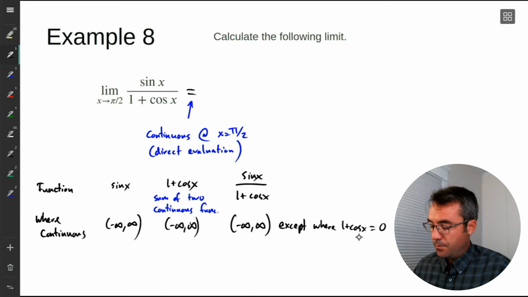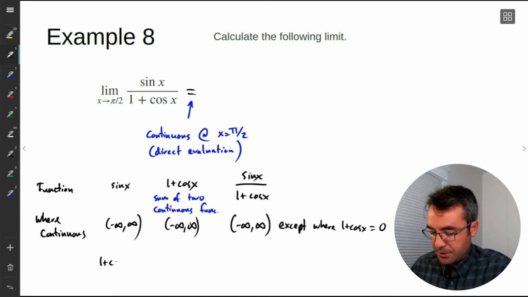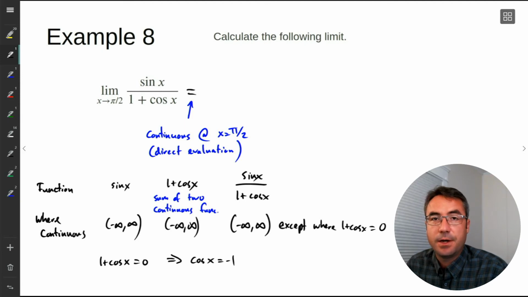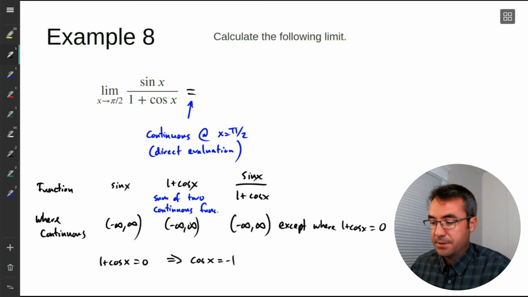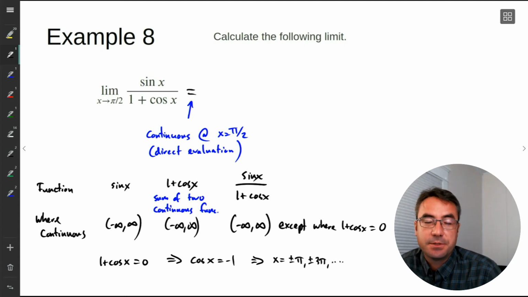So it's helpful to figure out where this happens. So 1 plus cosine x, where does this equal 0? Well, if we solve for the trig part, we get cosine x is equal to -1. And we should know where this happens. This happens at x equal to plus or minus pi, plus or minus 3 pi, and so on. So those odd multiples of pi.